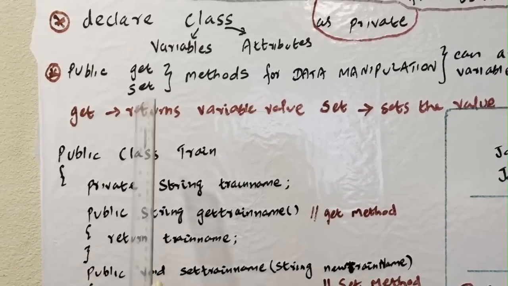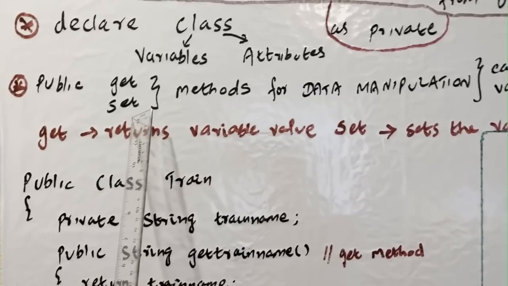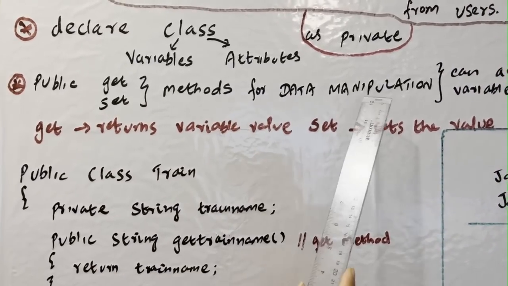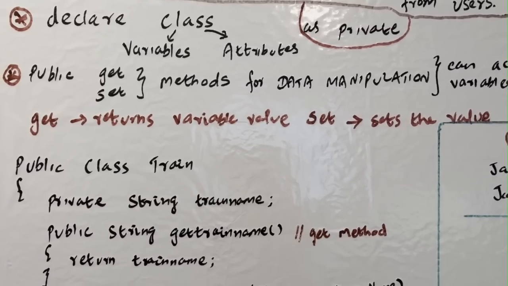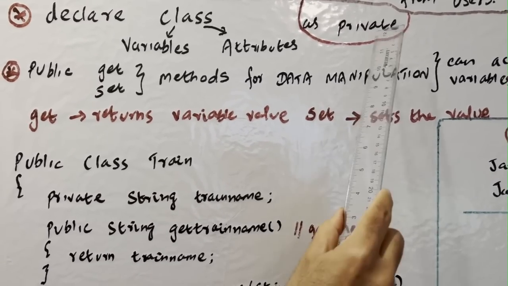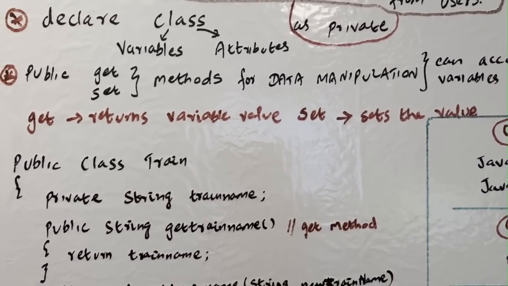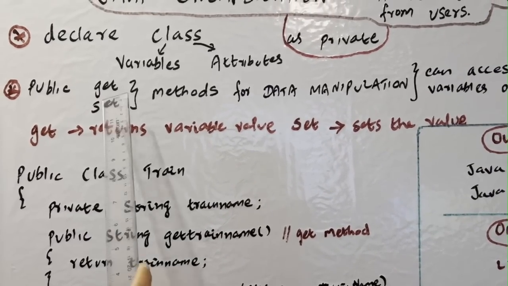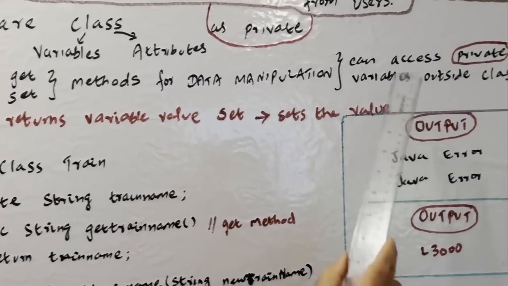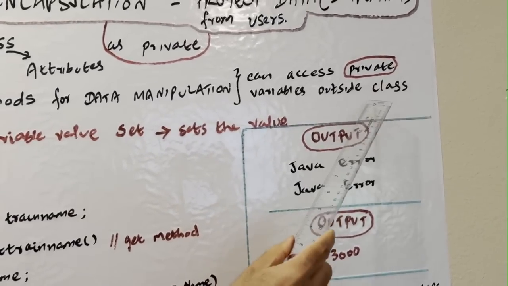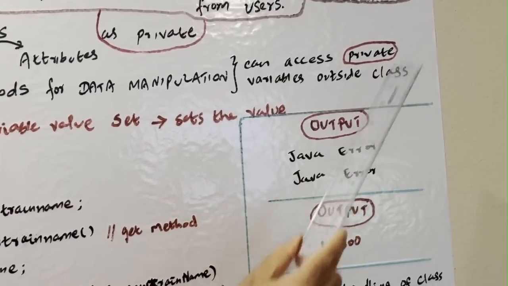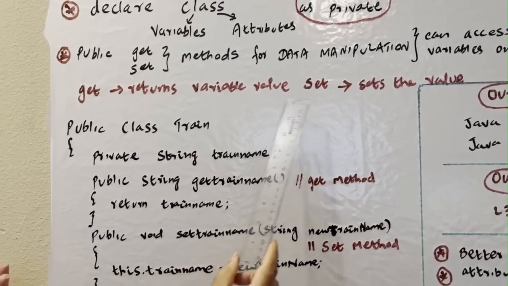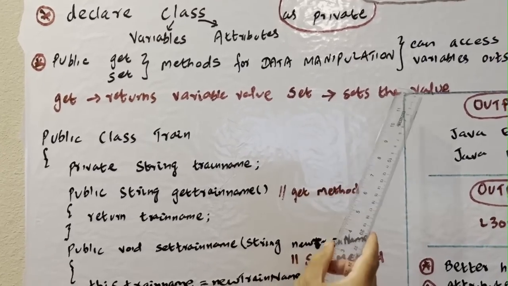So here we introduce two methods, get and set, public methods for data manipulation. If we set as private or protected, it cannot be accessed. But we want a way to access it somehow, sometime. So we use get and set methods. They can access the private variables outside the class. That is important. Get returns the variable name. Set sets the value, updates the value.